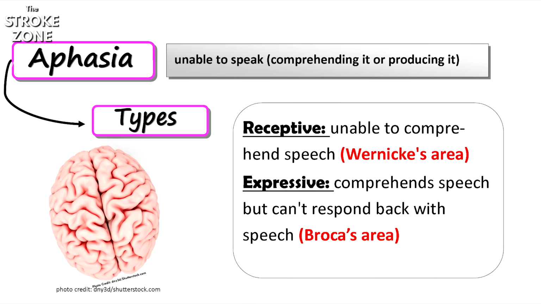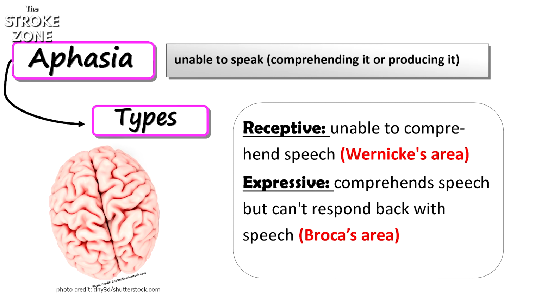Okay, so the first topic I want to talk about is aphasia. This is where they are unable to speak or comprehend the speech that you're speaking to them, or producing speech. And there are various types. The first type is called receptive aphasia. This is where the patient is unable to comprehend the speech spoken to them, and this affects Wernicke's area. And so whenever you're talking to the patient, they're not really being receptive to your speech.